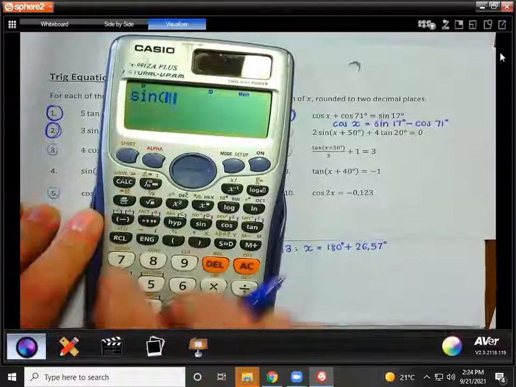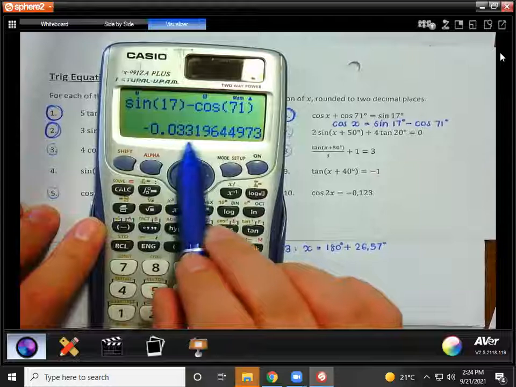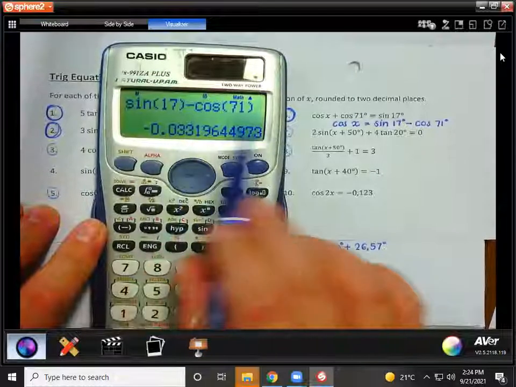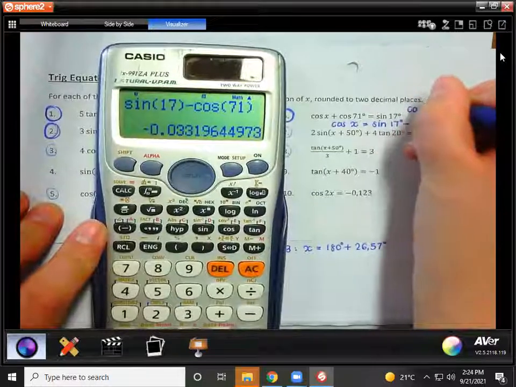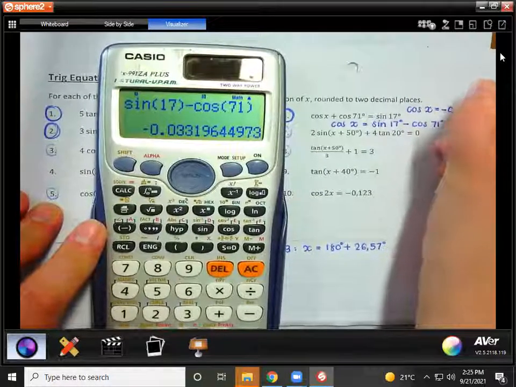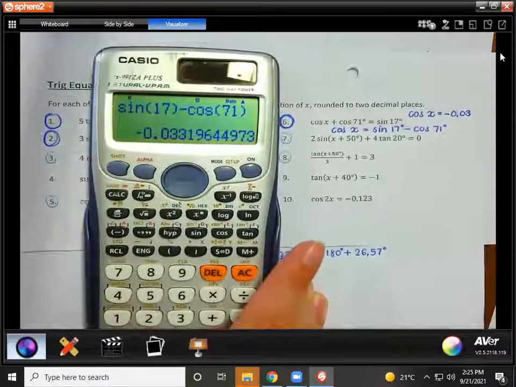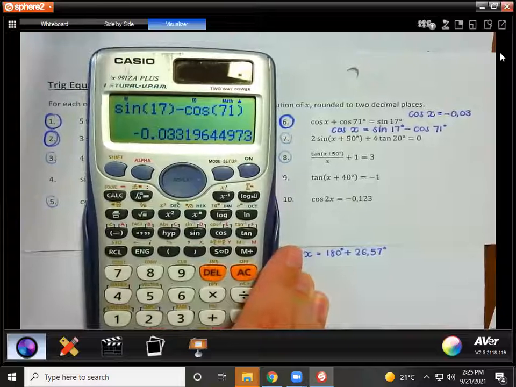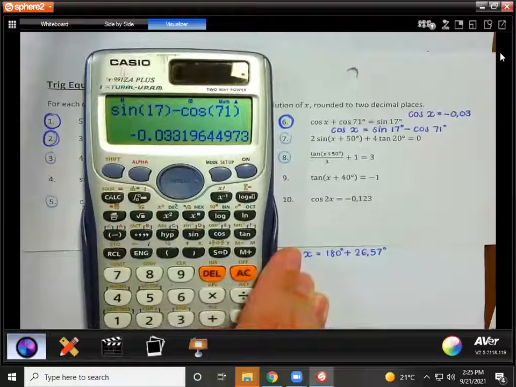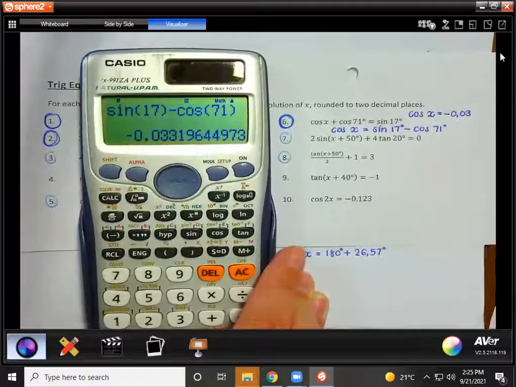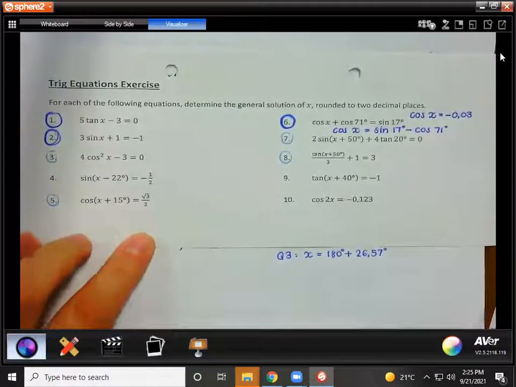Sin 17 minus cos 71. That is negative 0,03. Now, obviously, you're going to have to use this exact number, the unrounded value, when you're finding your reference angle. But this is going to give you cos x equals negative 0,03. And we can do that, right? Cos must be a negative number. Where is cos negative? In quadrants 2 and 3. Okay? So it looks very hectic because there are multiple cosines and there's a sine as well. But those are actually just numbers. So you're going to treat them as numbers. So you're going to do 1, 2, and 6 for tomorrow, please.